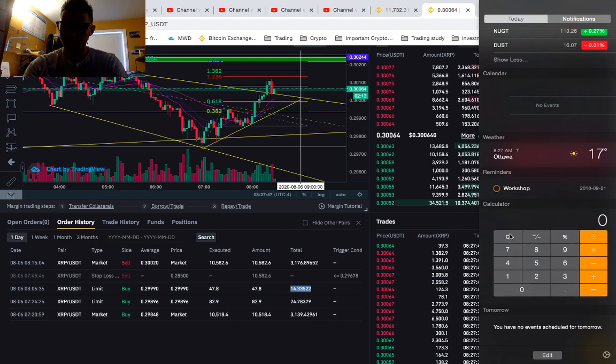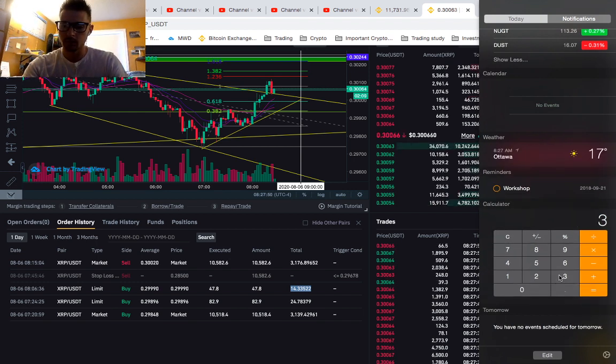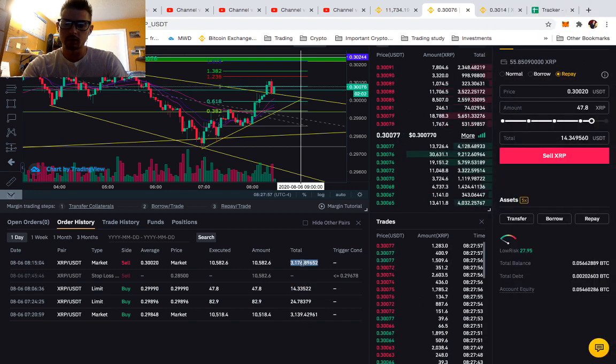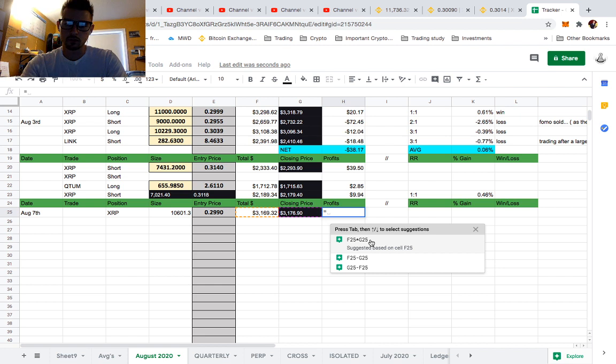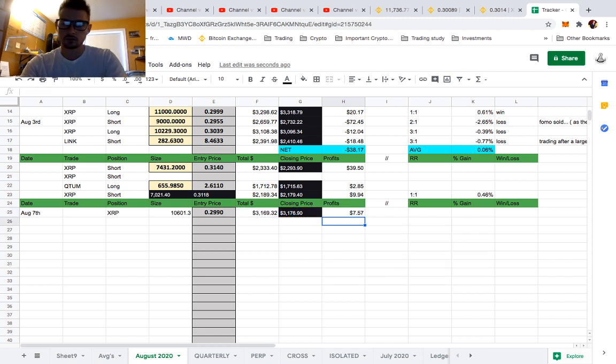So let's take a look at the whole mix. So 3,000. Here, you know what? That's what our spreadsheet is for. Like, what am I doing? Okay, so you go like this, closing price, 3,000, and then you calculate your profits. It does it for you basically. This was a long, so you have to go minus, so $7.